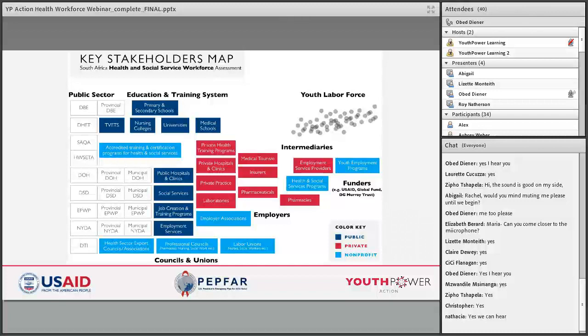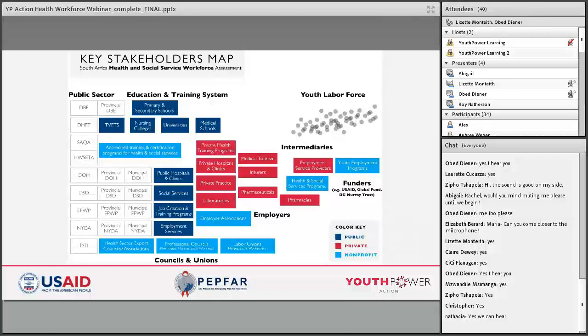Some of its major functions with special relevance for this study include, first of all, skills planning and prioritization in coordination with stakeholders in the sector. Second, the accreditation of health and social services education and training programs. And then third, making investments in education and training, both of youth and of the current workforce in priority fields. We'll return to this later in the presentation.